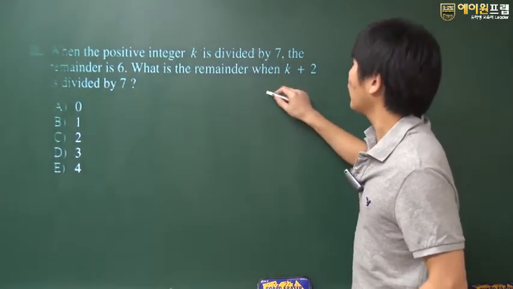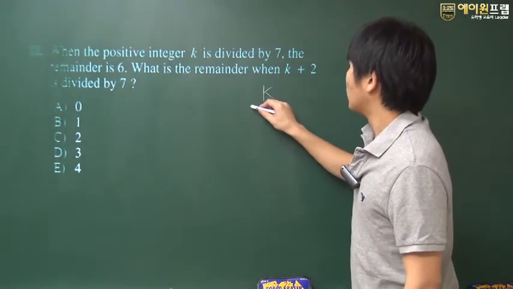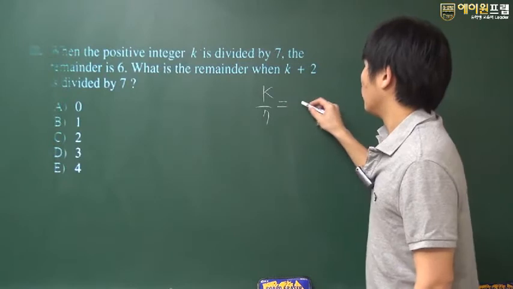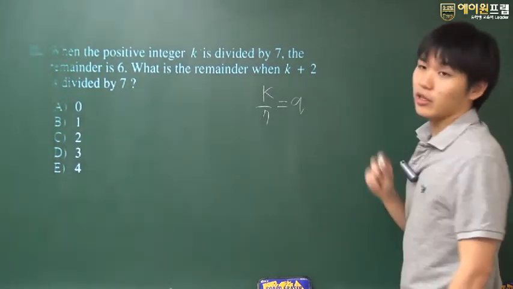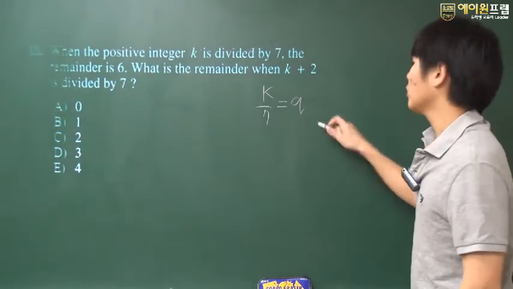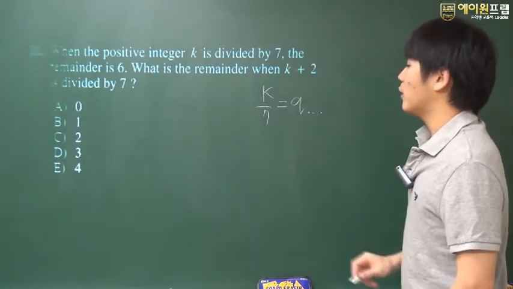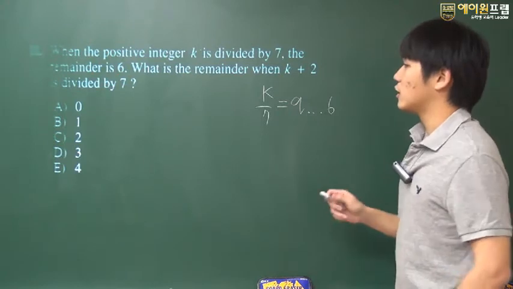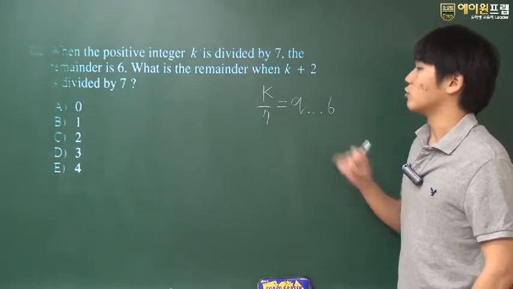So I have positive integer k, okay? When divided by 7, I end up with some quotient, right? Now this is not given. We just know that this number is divided by 7, so we can just write the quotient as q, okay? And our remainder is 6, okay? So that's what we know so far.